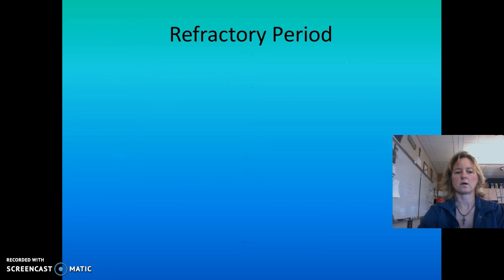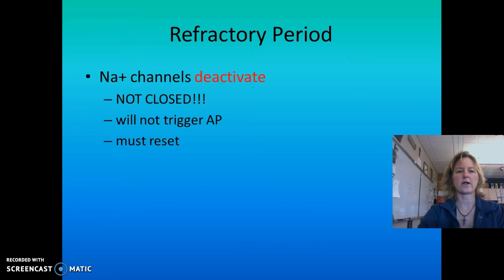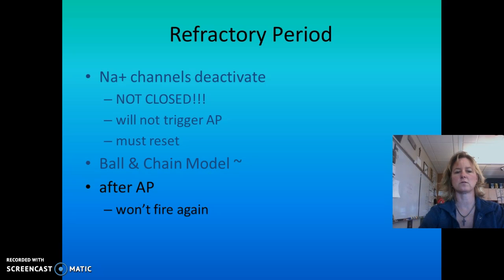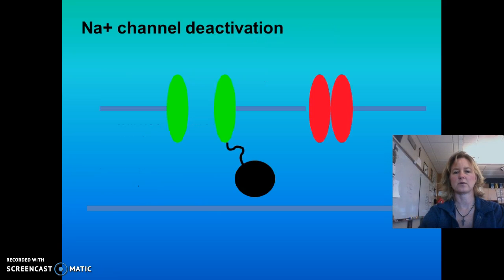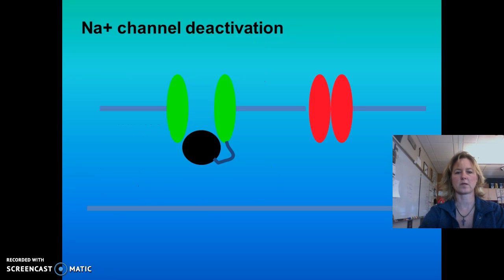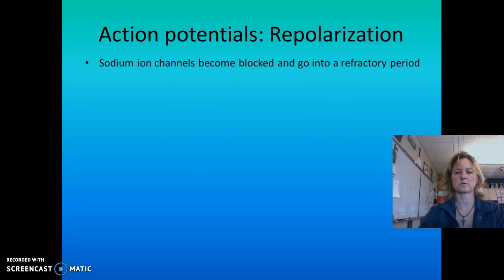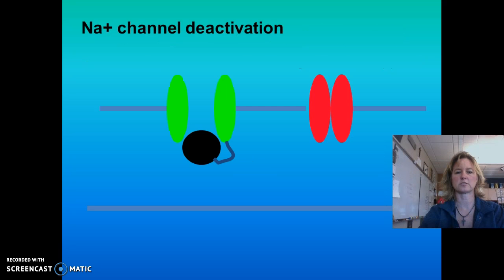A refractory period here is when the sodium channels are going to deactivate. They don't close. We are going to use something called the ball and chain, and the ball is going to come over, like the cotton ball from yesterday, and block those channels so that they are no longer in use. This makes it so that the action potential cannot fire again until we have reset the membrane. Open, and then it's closed.